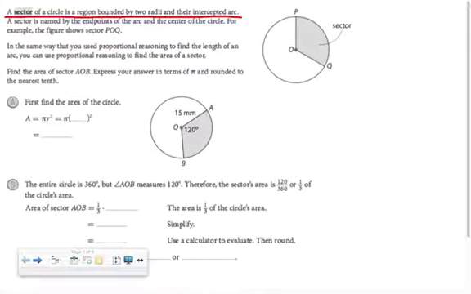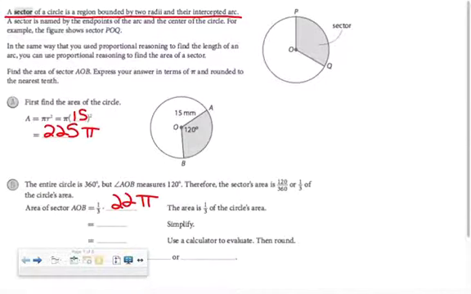Okay. So first thing I'm going to do if I'm trying to find the area of sector AOB is to find the area of the circle. So they gave me that the radius is 15, so 15 squared is 225. So the area of the circle is 225 pi. Now the entire circle is 360 degrees, but the measure of angle AOB is 120. So the sector's area will be 120 over 360, or 1/3 of the circle's area. So the area of the sector will be 1/3 times 225 pi.